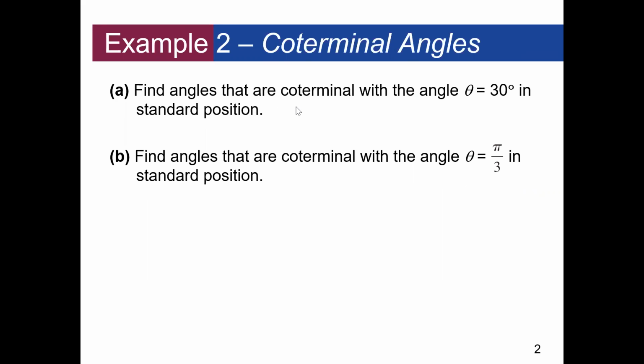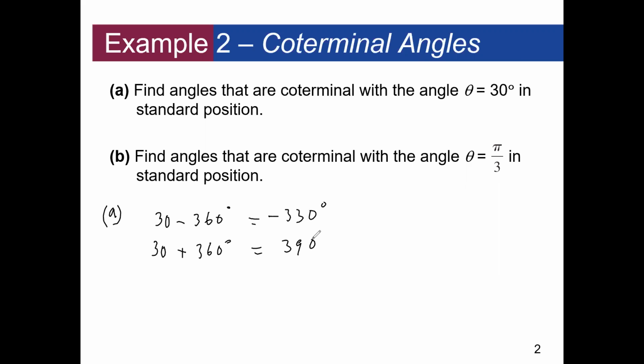Find angles that are coterminal to 30 degrees. Okay, this is in degrees, right? So since this is degrees, I'm just going to add or subtract 360 degrees. So for part A, I will do 30 minus 360 degrees, and that will be negative 330. So that's one coterminal. Or I can do 30 plus 360, which is 390 degrees. So that's just one; you can keep on doing this if you want to get more.